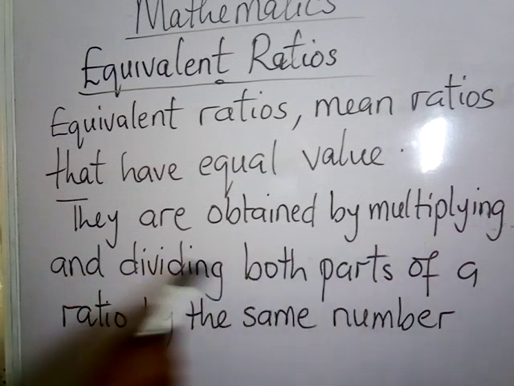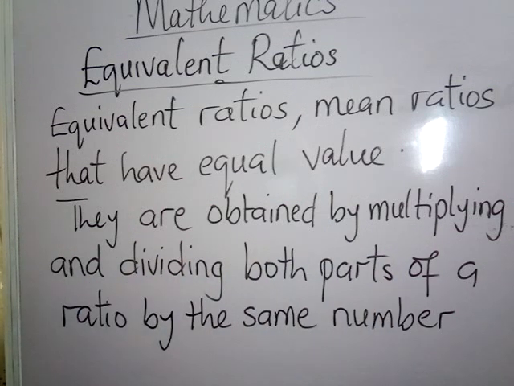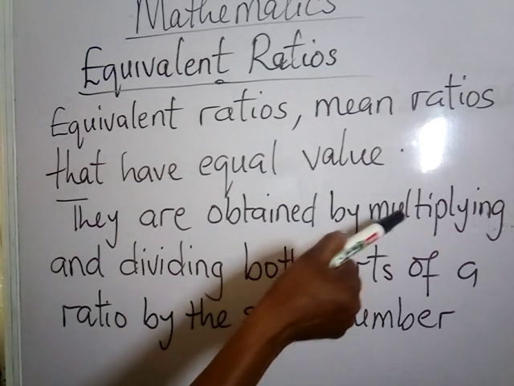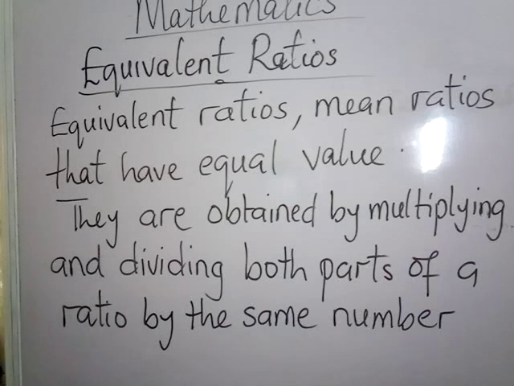Now, how do you get equivalent ratios? They are obtained by multiplying or dividing. You can use multiplication to get equivalent ratios, and you can also use division. But what matters is, if you are multiplying, you use the same number to multiply both parts of the ratio. And if you are dividing, you use the same number to divide both parts of the ratio.